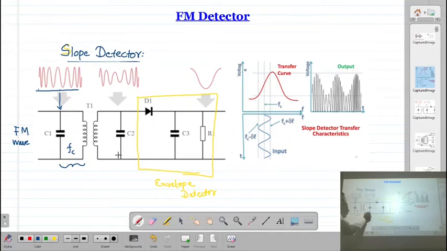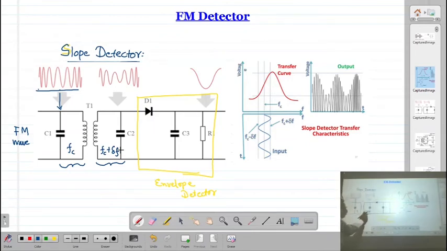Then in the secondary, again we have a resonance circuit, a tank circuit. But remember, the secondary tank circuit is not tuned for the carrier frequency. It is tuned either higher than the carrier frequency or lower than the carrier frequency. So let us say this is tuned for Fc plus delta F, higher than the carrier frequency. Then we have an envelope detector.